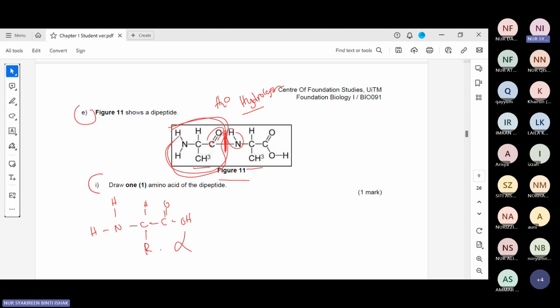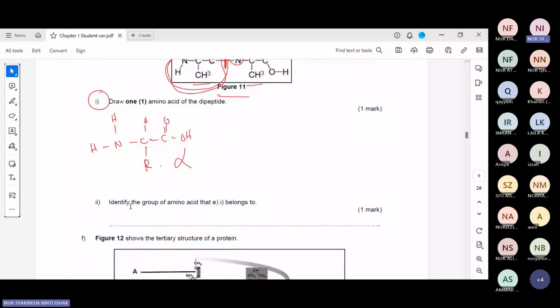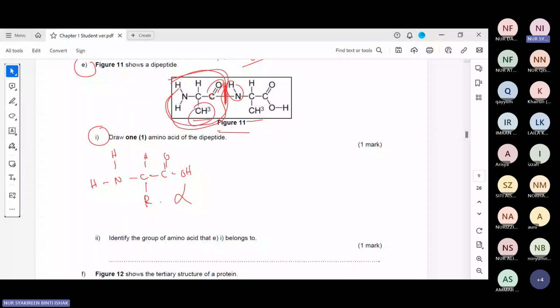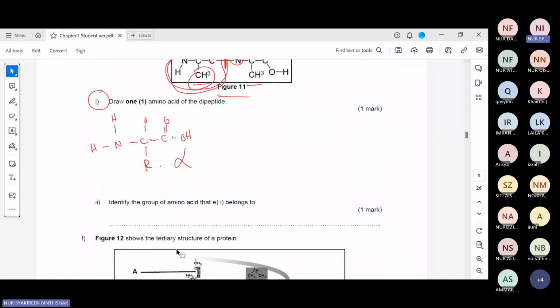So this is question E, and the sub-part is 1. When it is E sub-part 1, it refers to the diagram from the parent question. Okay, number 2, identify the group of amino acid that E1 belongs to. It has CH3, right? So it is a non-polar amino acid. Non-polar amino acid or hydrophobic is also accepted.